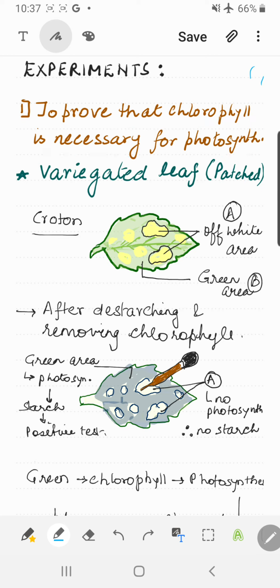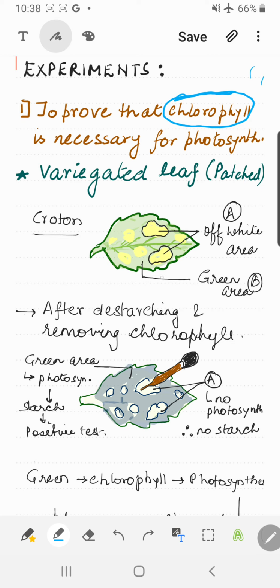Right, children? Must understand that the moment you have the word chlorophyll, if you have to prove that chlorophyll should be present for photosynthesis, the first thing that you need to have is a variegated leaf. Generally, crotons, if you have seen, have patchy leaves. They have a mosaic design of yellow patches over green leaf. Any such leaf is known as a variegated leaf. So just understand as of now that a patchy leaf is known as a variegated leaf.